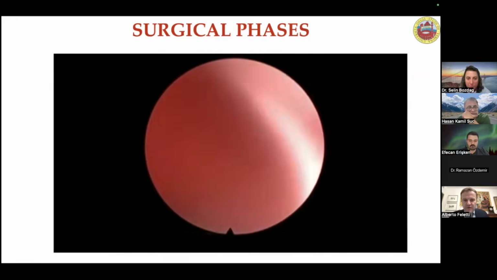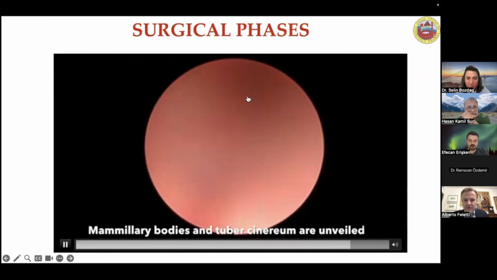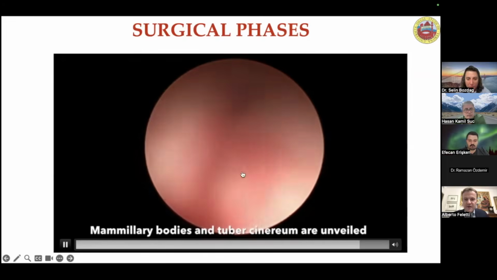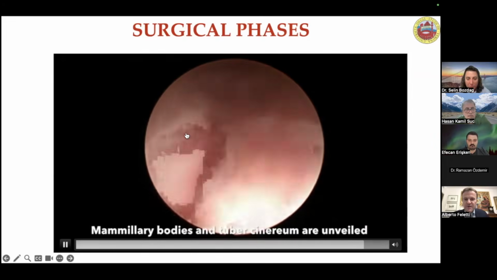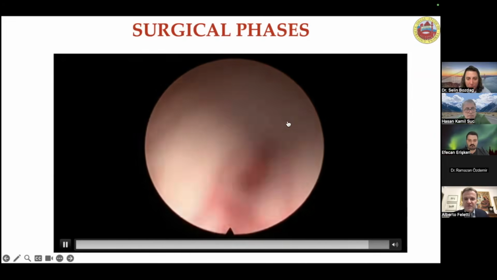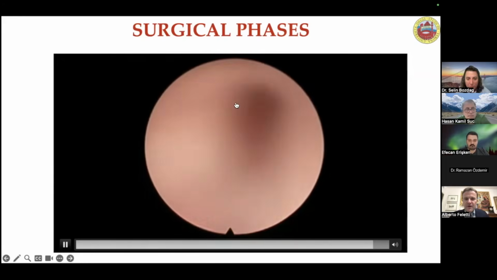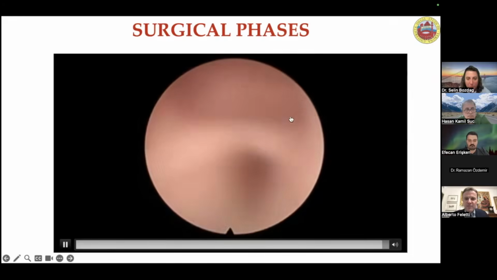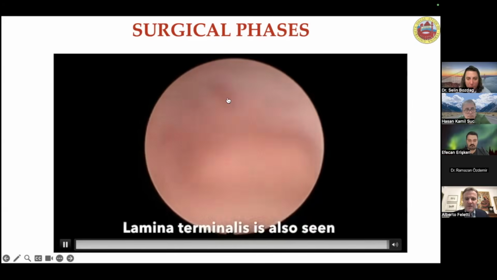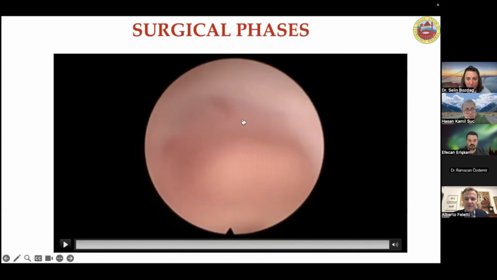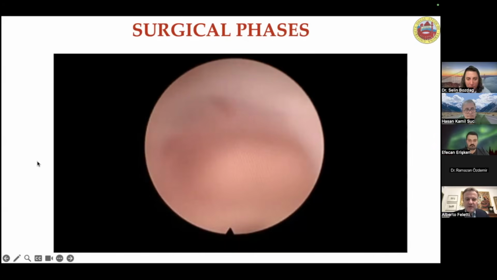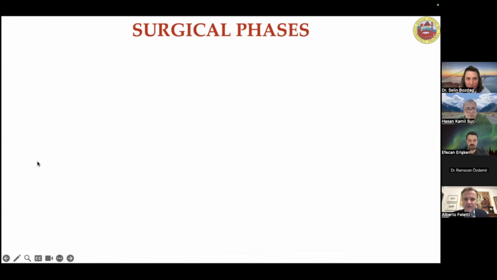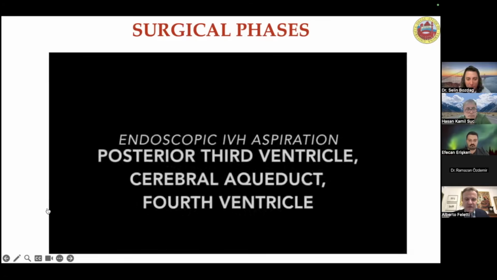The third ventricle has some landmarks, as we know, the mammillary bodies. Here they are. And in front of the mammillary bodies, we have the tuber cinereum here. And in front of the tuber cinereum, the infundibulum and the optic chiasm with the lamina terminalis. So in this way, you can unveil the anatomy of the anterior third ventricle.